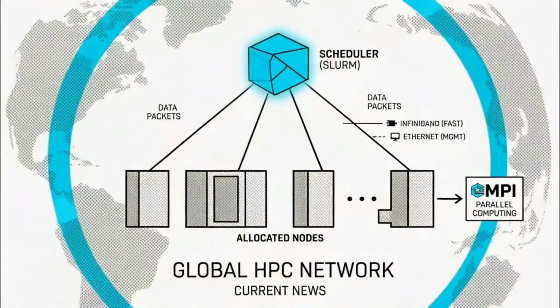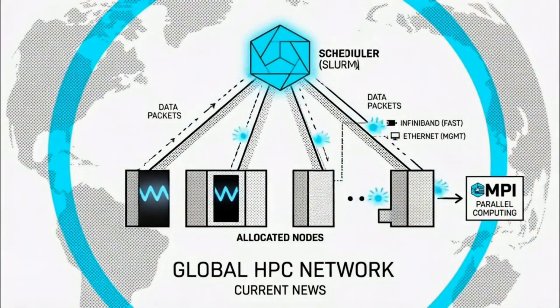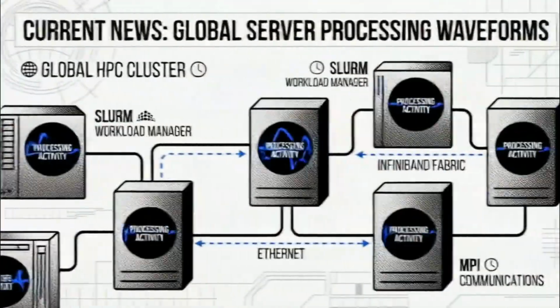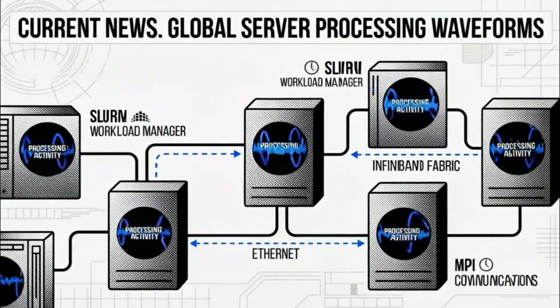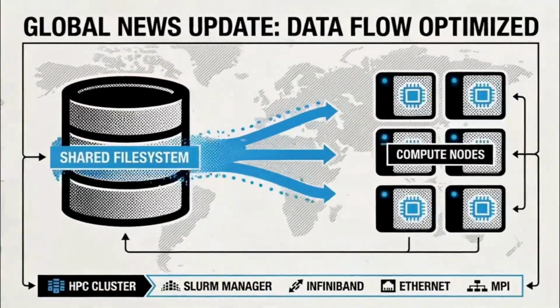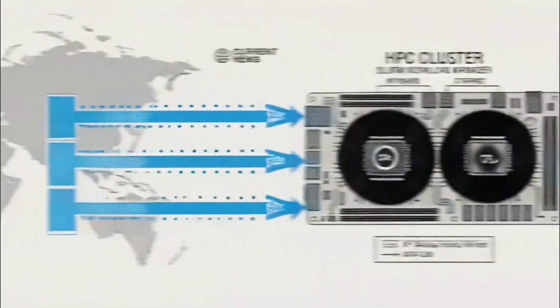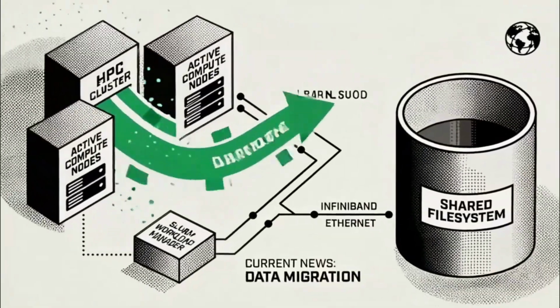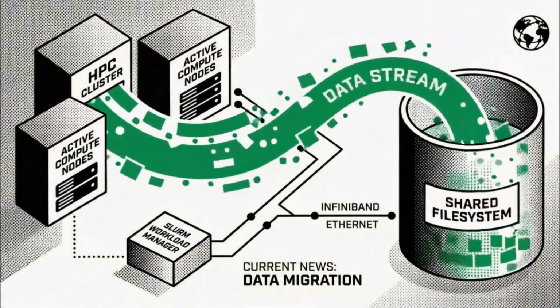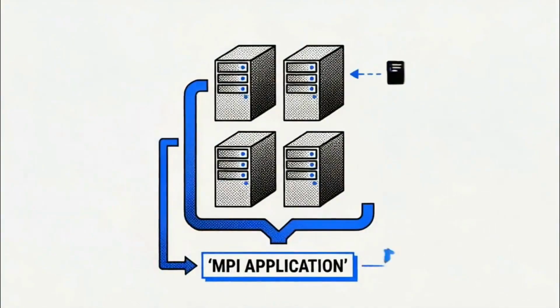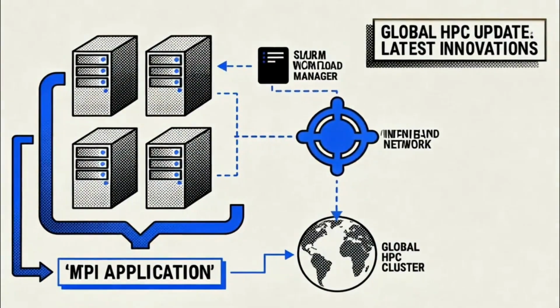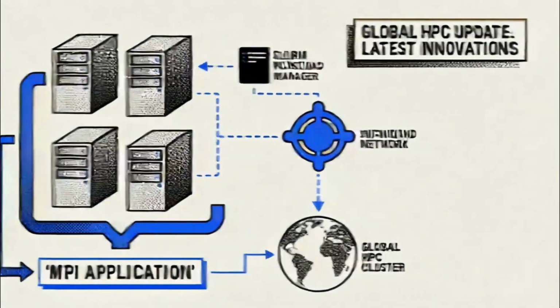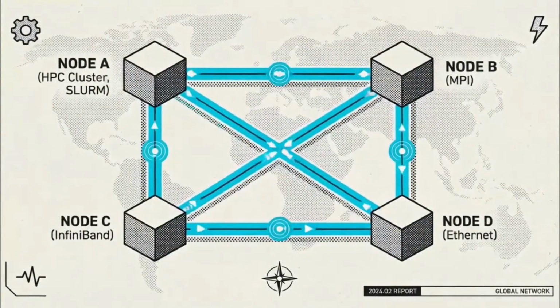The selected nodes receive the job's execution instructions from the scheduler. The application begins executing on those nodes. During execution, the application reads its input data from the shared file system, performs its computation using the allocated CPUs and GPUs, and writes intermediate and final results back to the shared file system. If the workload is a parallel MPI application running across multiple nodes, the processes on different nodes communicate with each other through the high-speed interconnect.